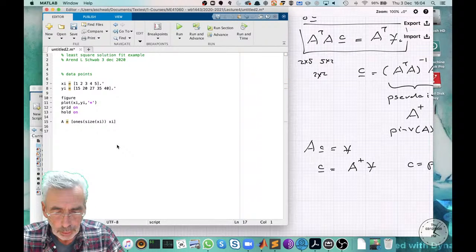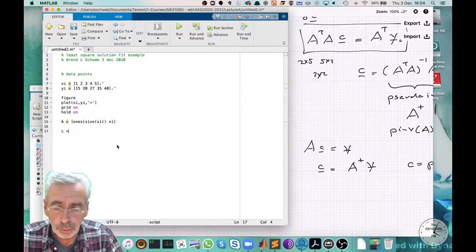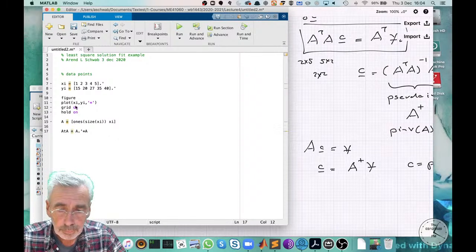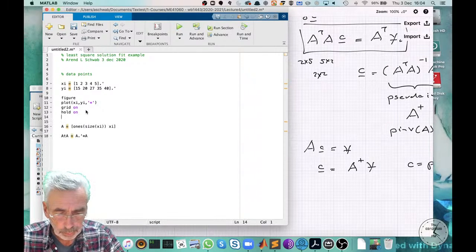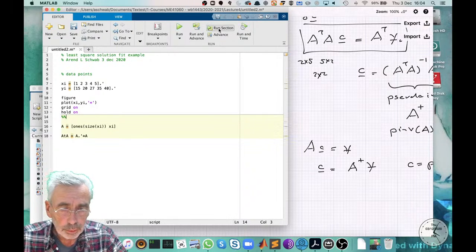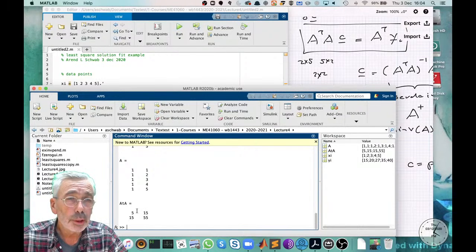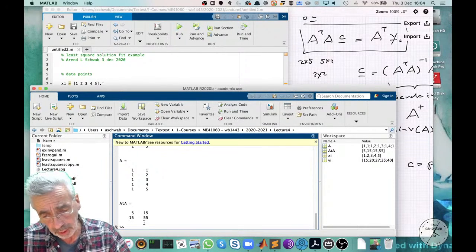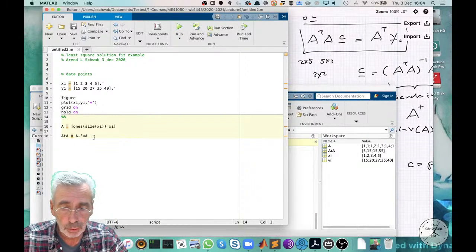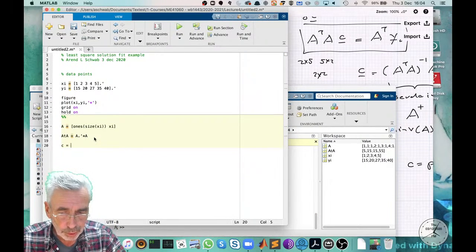Yeah, so actually my solution, C, should be the inverse of... well, let's first look at what form the matrix A transpose times A has. Okay, so let's run this section. So we see, as we expected, a nice 2 by 2 matrix just filled with numbers, and it seems like it's non-singular, so probably I can solve that. So these coefficients C are then the inverse of this A2.